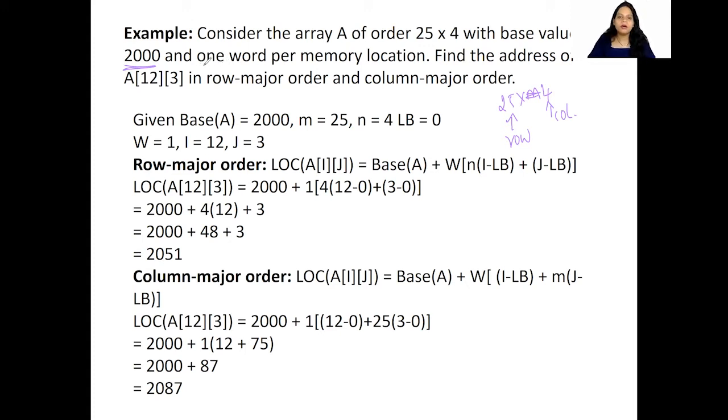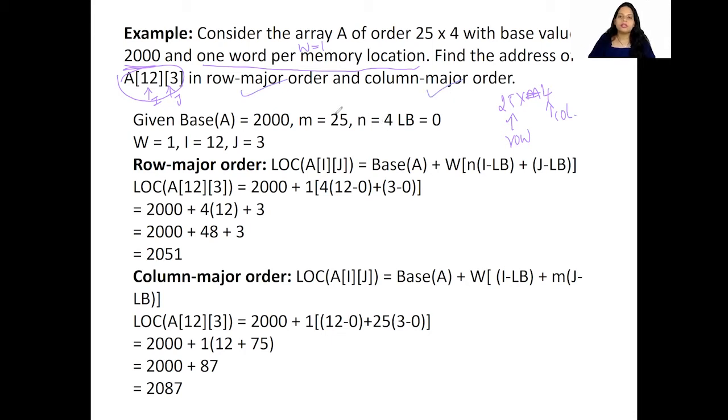Now, one word per memory location. What does that mean? It is our value of W, and that is 1. Now they are saying find the address of A of 12 and 3. That means we have to find the address of an element which is in the 12th row and 3rd column. This is my I value and this is my J value. We have to find it for both row major order and column major order.